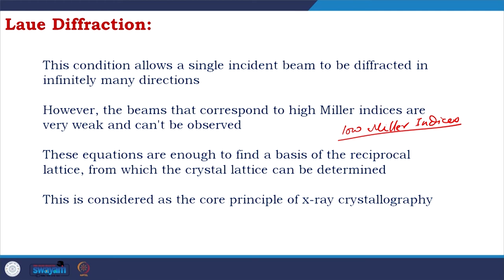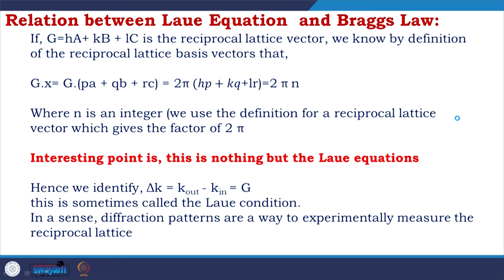Now, what will we do? We will find the relation between the Laue equation and Bragg's law. If G equals H A plus K B plus L C is the reciprocal lattice vector, we know by the definition of the reciprocal lattice basis vectors that G dot X equals G dot (P A plus Q B plus R C). Now, that means 2 pi (H P plus K Q plus L R) equals 2 pi N, where N is an integer.